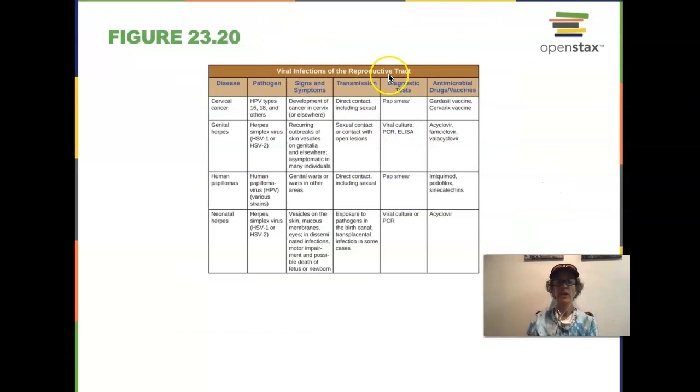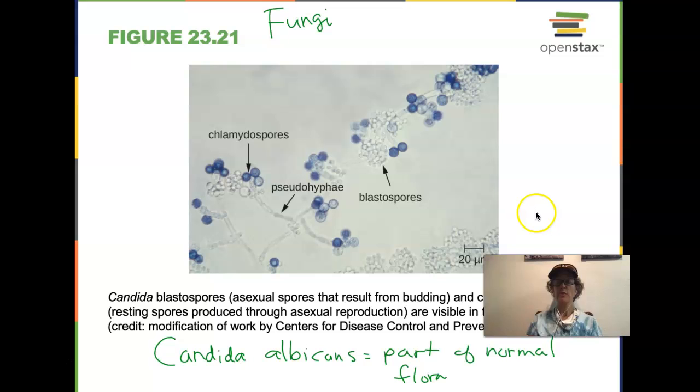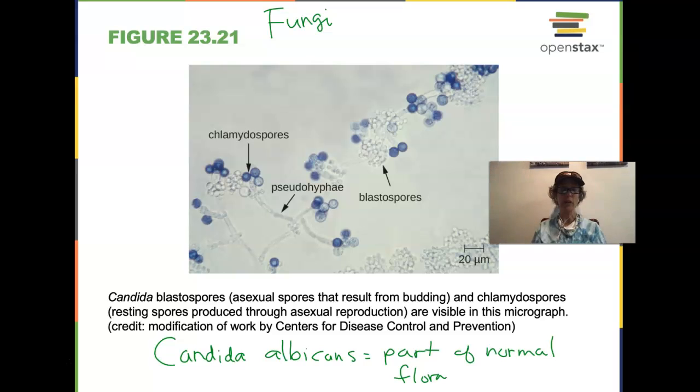So the viral infections of the reproductive tract, this list appears on that Chapter 23 study guide. So we've covered bacterial infections and viral infections. Now we're going to move into eukaryotes, and here we're looking at fungi. In particular, we're looking at yeast. So Candida albicans is part of the normal flora on our skin and in the vagina. It becomes a problem if it outcompetes the other microbes that are in that area.